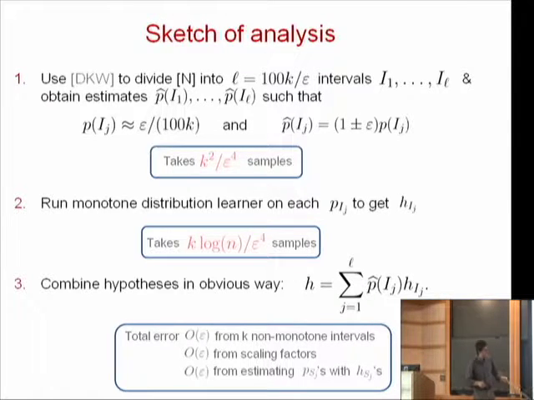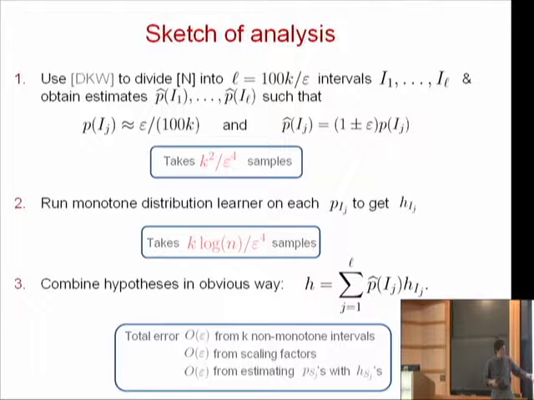And just to convince you that it actually works, what's the error of our combined hypothesis going to be? Well, we could have totally screwed it up on up to k of the intervals, the ones that actually had peaks and valleys, so it was non-monotone, and all bets are off as to how we do there. But those k intervals each have mass at most epsilon over 100K. So that only costs us order of epsilon error.